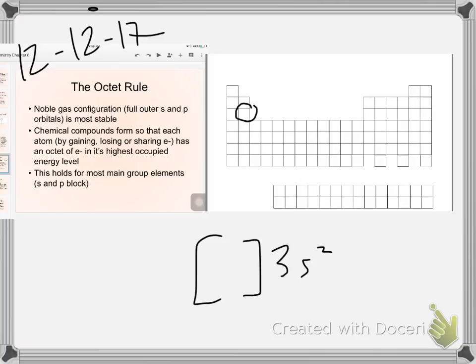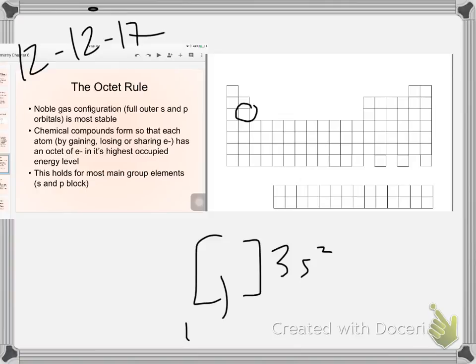We don't care what the noble gas is right now. You can tell it's 3 because it's in the third period. You can tell it's s2 because it's in group 2. So that would like to have a full outer s and p. Well, to fill up the 3s and p would be a lot of work. Much more likely to ditch those 2 s electrons on the third level and drop back.